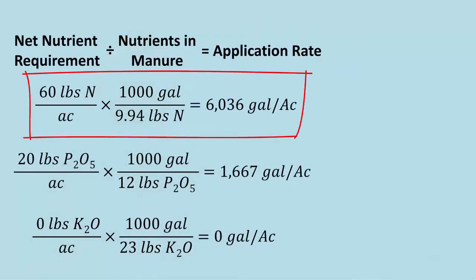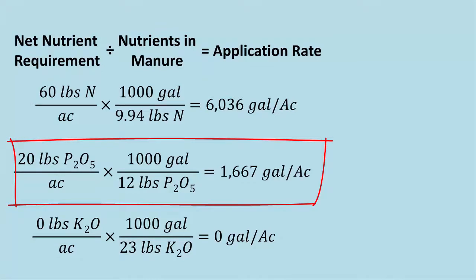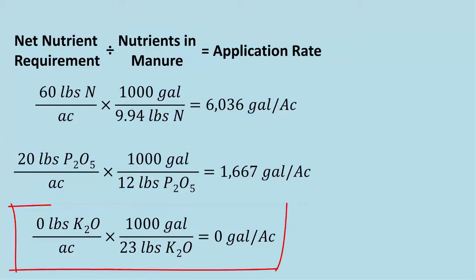Let's calculate the balanced manure rate for the N, P, and K net nutrient requirements of this crop. For N, it's 60 pounds N per acre required, divided by 9.94 pounds available N times 1,000 gallons, gives us a 6,036 gallons per acre application rate. For P2O5, it's 20 pounds P2O5 per acre required, divided by 12 pounds P2O5 in the manure times 1,000 gallons for 1,667 gallons per acre as the phosphorus balanced manure rate. For K2O, our net crop requirement was 0, so the K2O balanced manure rate would also be 0.